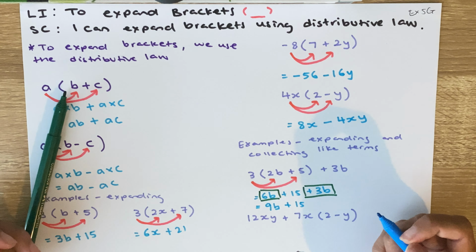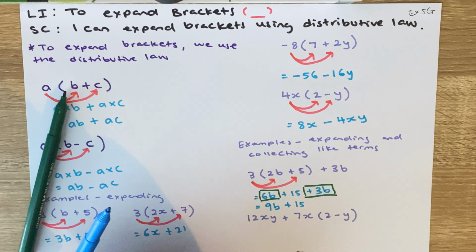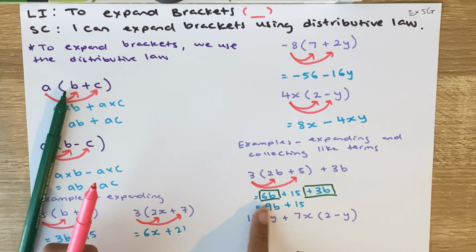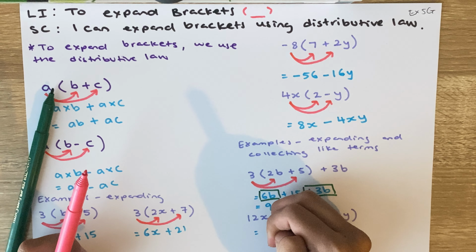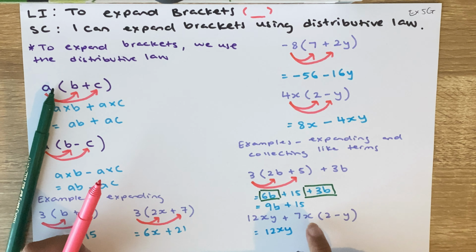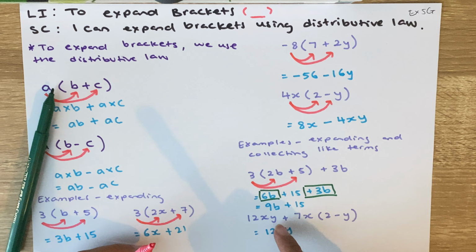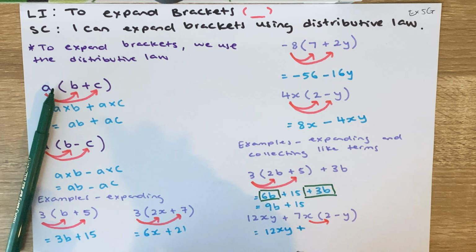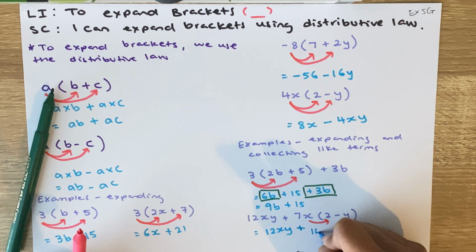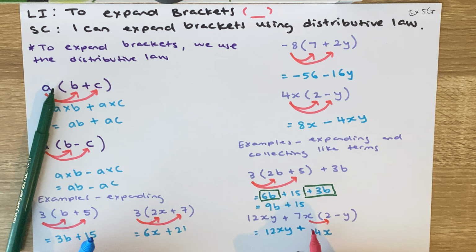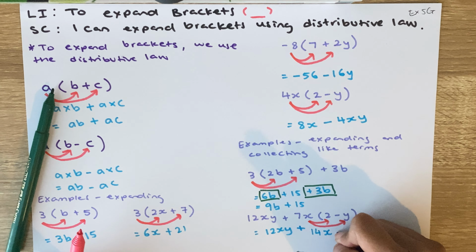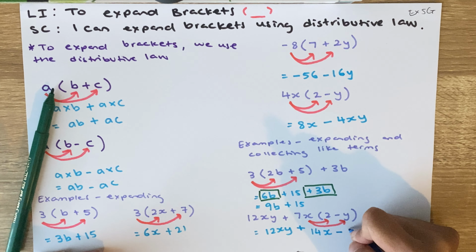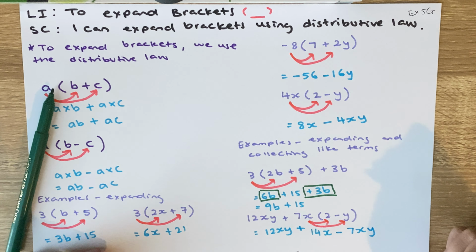So that's bringing in our knowledge from a few lessons ago. All right, next one. We have got a 12xy, but there's no brackets there, so we can write that as it is, 12xy. All right, but now we've got a bracket. So what we're going to do is, this is a plus symbol, so I'm going to write plus 7x times 2. 7 times 2 is 14, so it's going to be 14x, okay? And then we work with our second part, 7x times negative y. That's a negative there, so we're going to write negative. 7x times y is 7xy, okay?